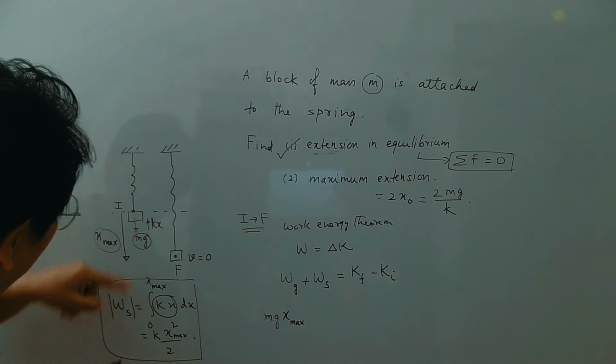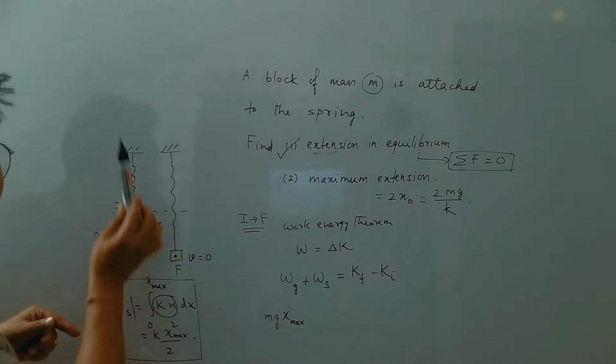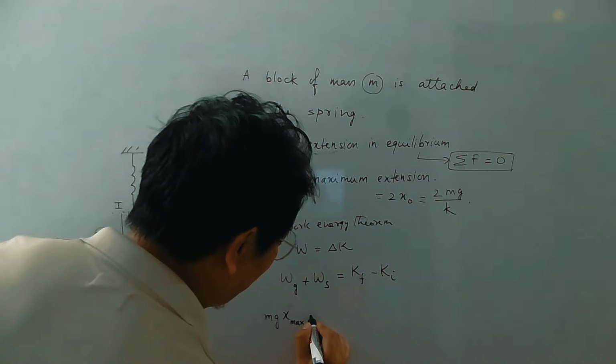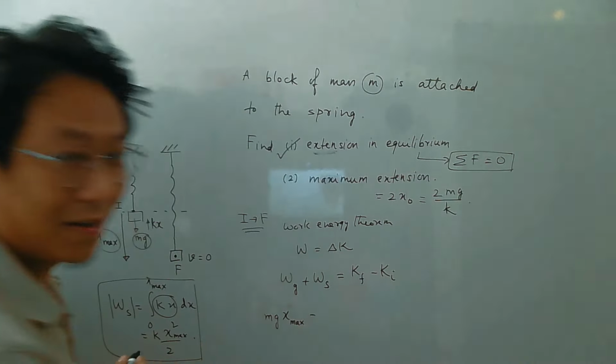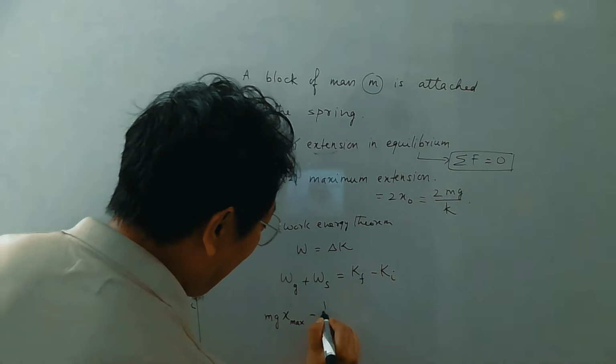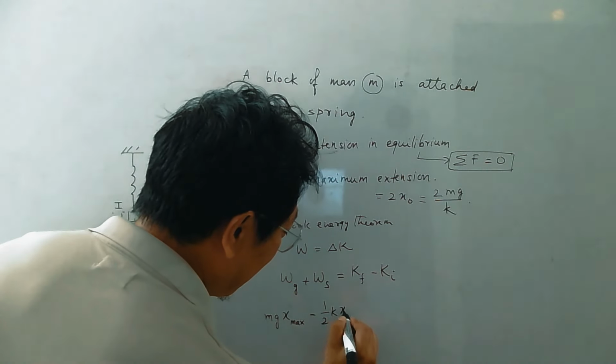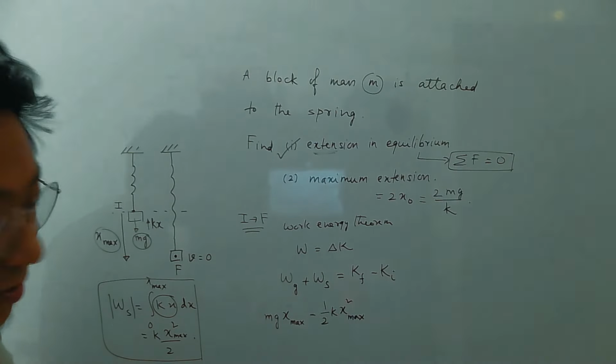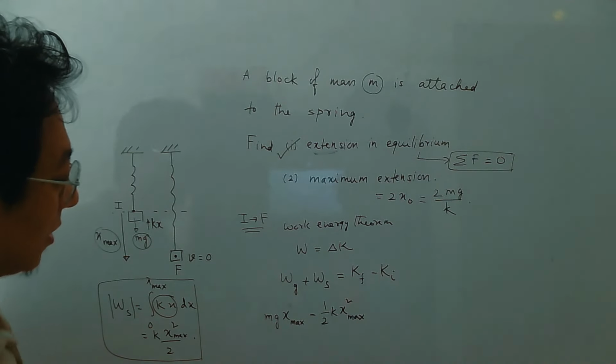Understand, from here to here spring force is up, isn't it? And displacement is down, so work done by spring force will be minus, and the magnitude we know, half k x square max. So this is the work done by gravity, work done by spring.